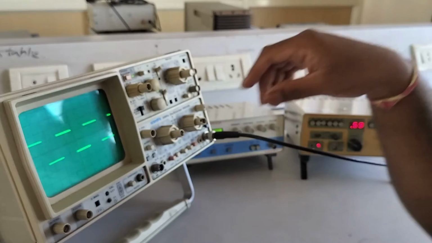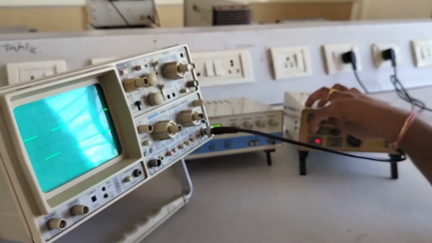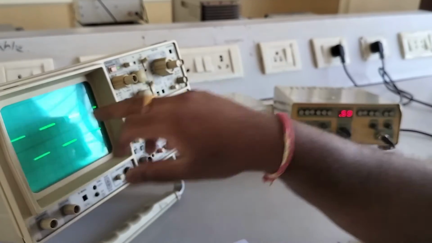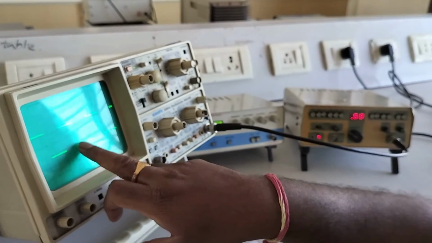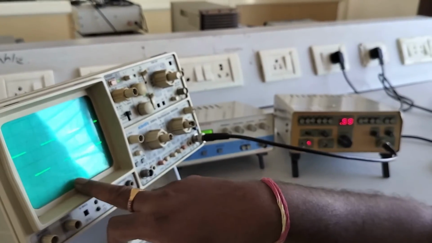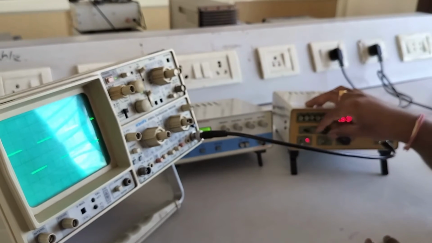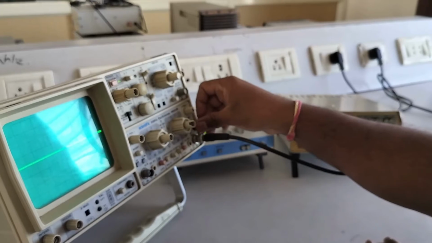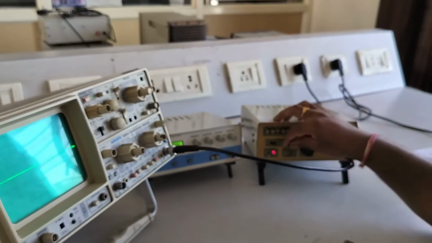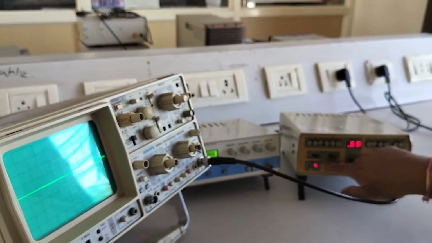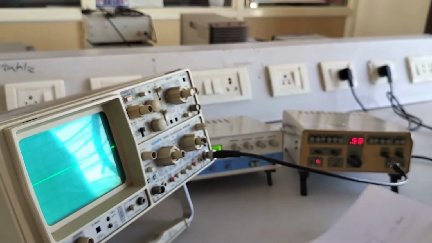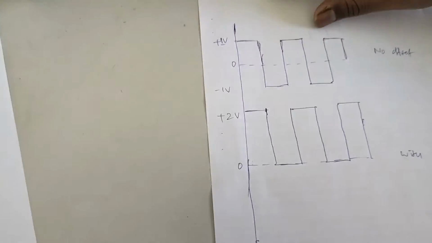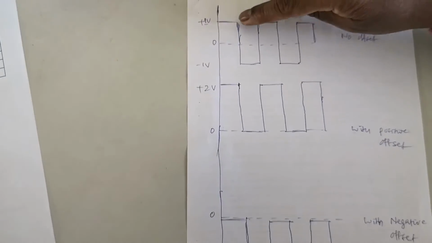If you go on switching on the offset, what happens? The signal you can manually shift from 0 to a certain positive level and from 0 to a certain negative level. See here, the signal is moving up. And if you go for negative, the signal is moving down. So this is a diagram I have written. So it is a very clear picture you can understand.